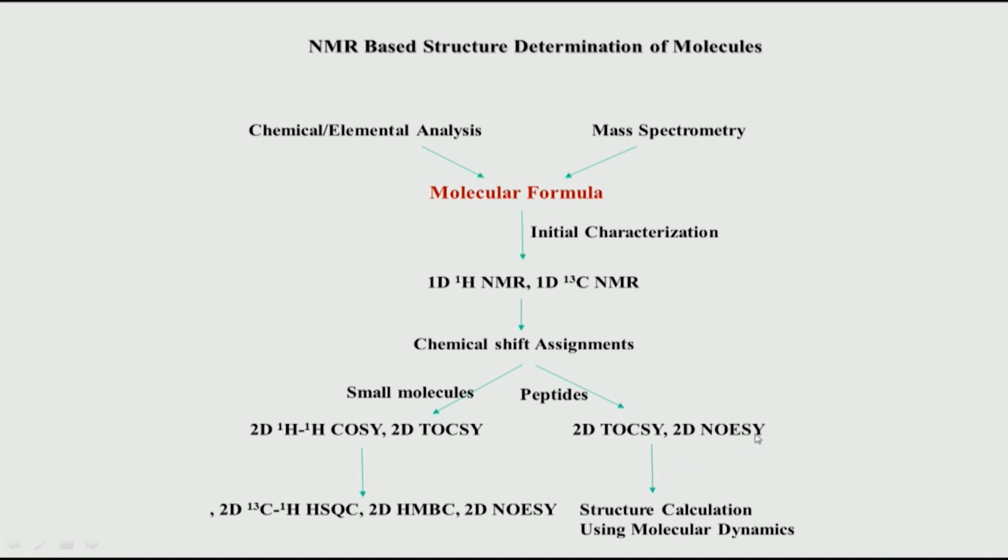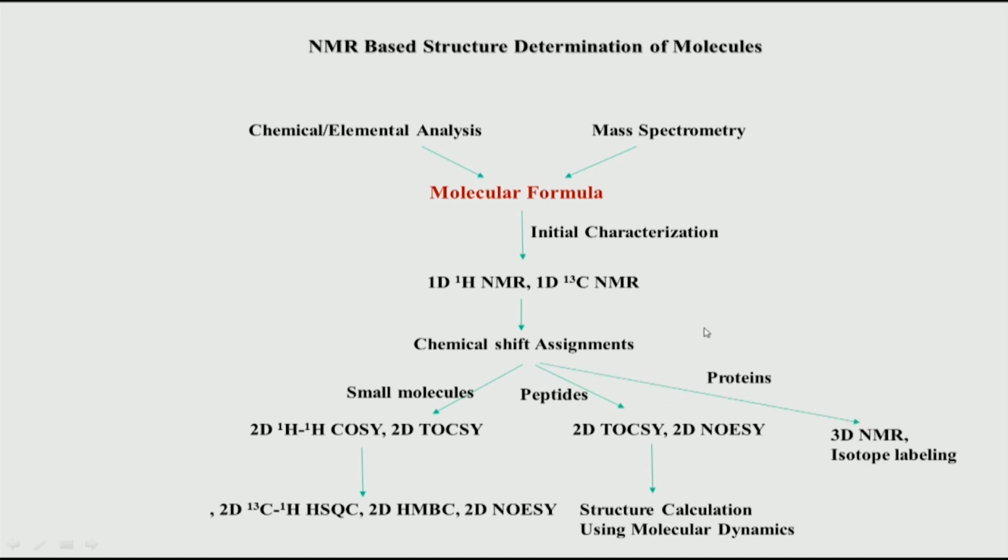So, the information from NOESY is used and the cross peak intensities are converted into distance information, and those distance values are given to a computer program, which carries out what is known as molecular dynamics calculation, and the output of that is the final structure. So, this is typically for peptides.